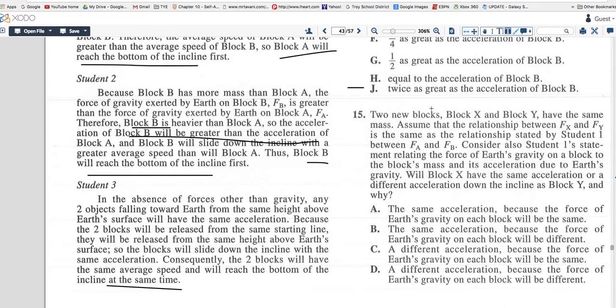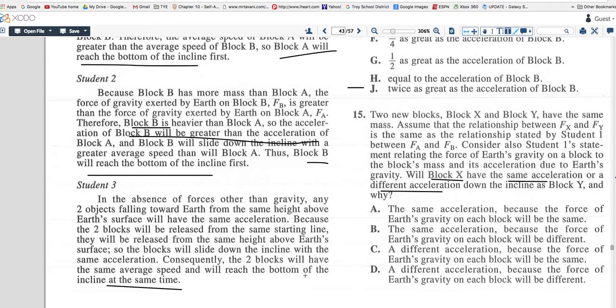Venkat, give it a shot. 15. Well, the question is the last sentence, with block X having the same acceleration. And I underlined block X, same acceleration, and block Y. I got D. You got D? Yeah. That is not correct. Who can help him out?